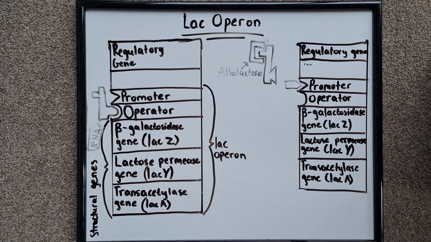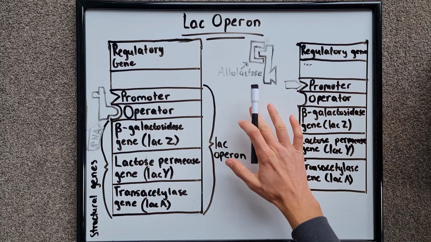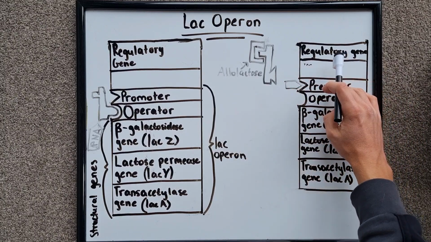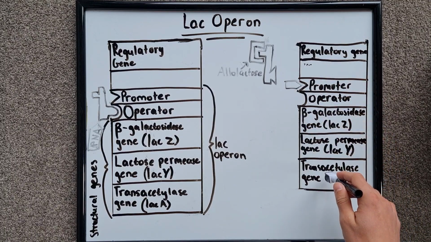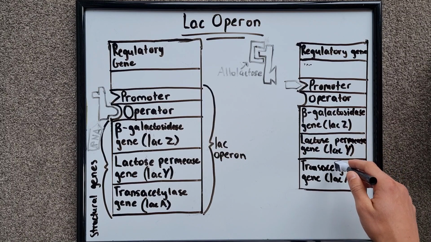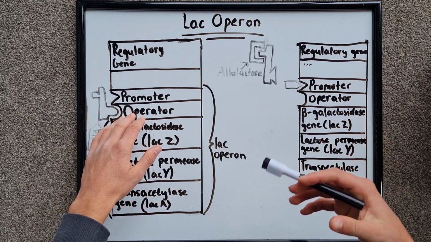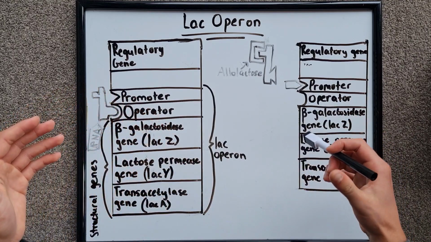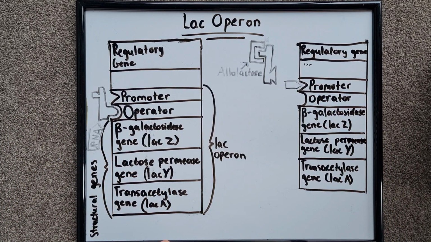Now, it's quickly important to understand what is the promoter region. So the promoter region is simply where the RNA polymerase will bind to in order to start transcription of the DNA that we have of the structural genes. The operator region, as we saw here, works basically to switch on or off its subsequent structural genes.